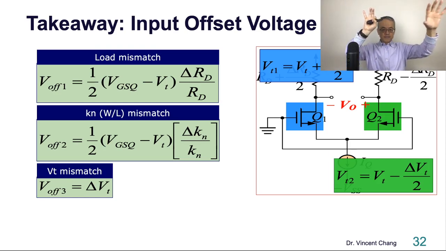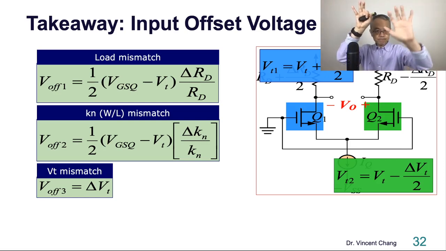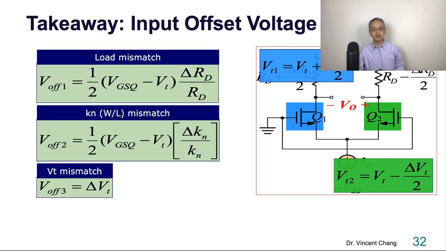Load mismatch: the same, delta RC over RC, right? Half overdrive for the MOS corresponds to what? Thermal voltage. Half overdrive corresponds to thermal voltage. Same thing with geometry mismatch. In the bipolar counterpart, it's the delta IS mismatch. So delta IS mismatch corresponds to delta K mismatch. Half overdrive corresponds to thermal voltage. So I encourage you to do a little bit of juxtaposition and contrast between bipolar and MOS, right?